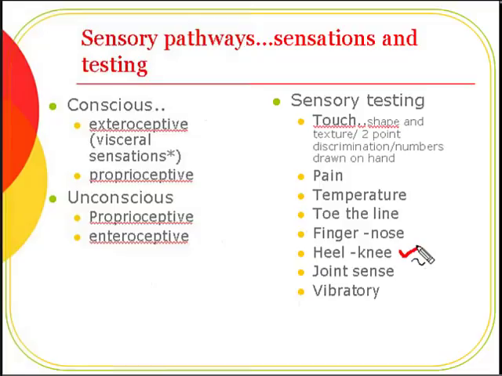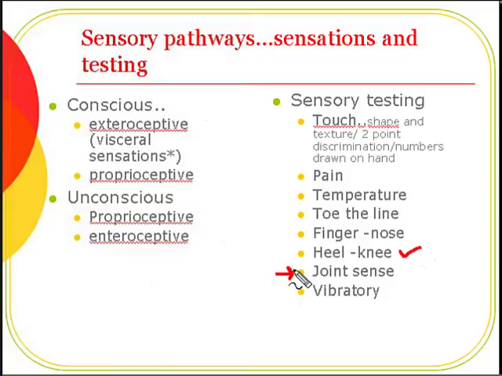Now, the passive tests that you do, one is the joint sense. The person has the eyes closed. You grasp the thumb or the big toe and you move it up or down, and you ask the patient to describe whether the movement was up or down, and then you'll be able to test joint sense.